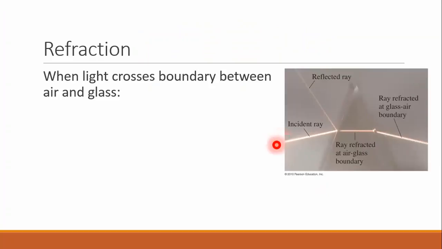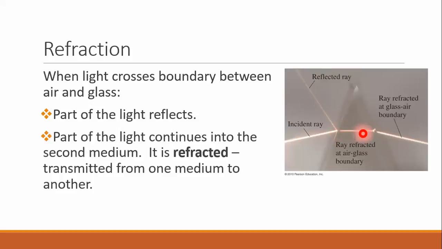So if I have an incident ray, that's the light that comes in and it hits a piece of glass, some of the light is going to get reflected back. So if it's going from air as a medium to the glass medium, some of the light gets reflected, and some of the light goes into the glass and gets refracted. Refracted means it goes from one medium to another.